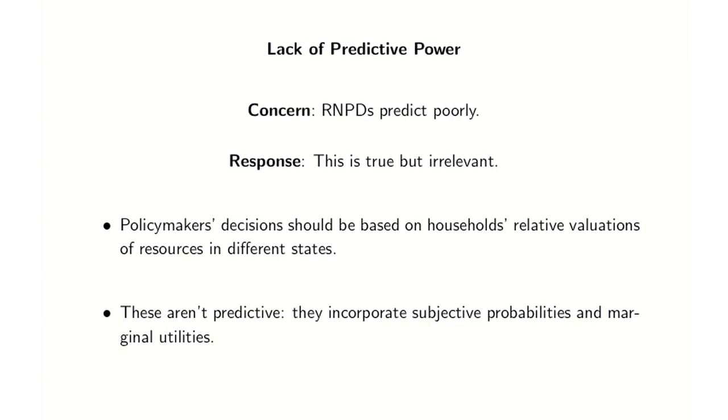Now, there's a number of concerns one might have about this argument. I'm going to talk about some of them, and I'm sure you'll raise others in the discussion. So the first thing that comes up when I've talked to people about risk-neutral probabilities is that they predict poorly. This is true, but it's irrelevant. The reason it's irrelevant is that when I'm making a decision as a policymaker, I'm acting as an agent of the people in the society. My decision should be based on their relative valuations of resources in different states, not some forecast of what those different states might be.